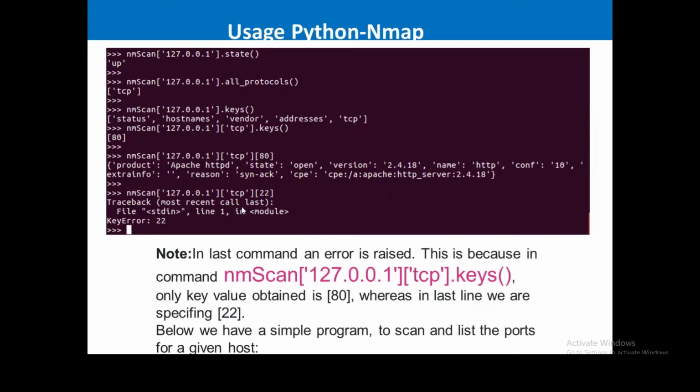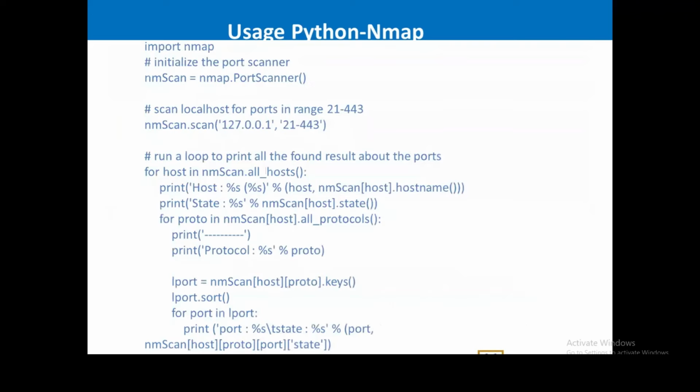For a port that exists, it will tell you the details of the port and the services that are available on that port. So that's how to use python-nmap interactively inside Python.